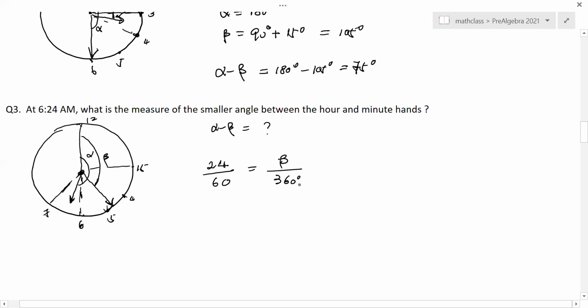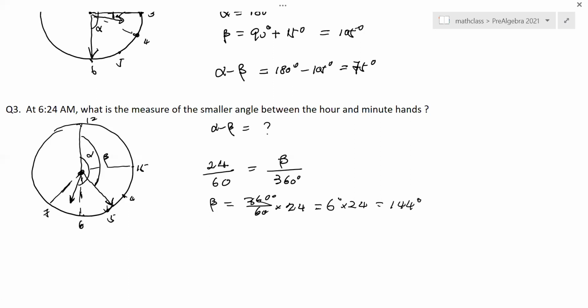Beta is the angle, right? So 24 over 60, this is the ratio about the minutes, should be equal to beta over 360 degrees. If the time is almost 60 minutes, then beta should be almost 360 degrees. So let's find beta. 360 degrees divided by 60 times 24. That is 6 degrees times 24. So 6 times 24 is actually 144 degrees. So you get the exact value of 144.